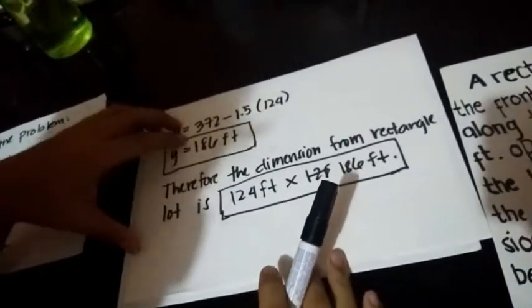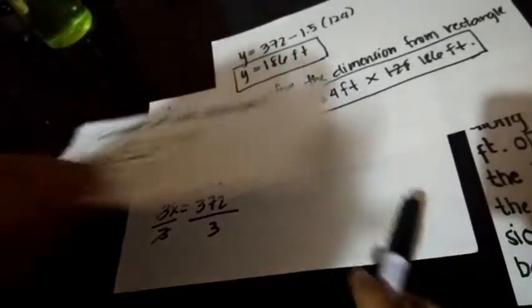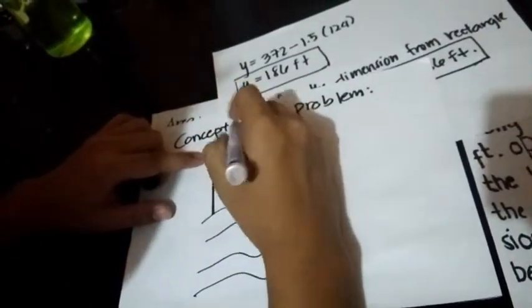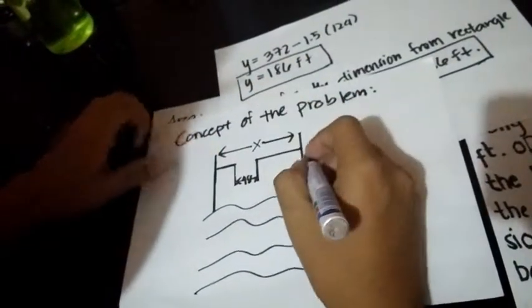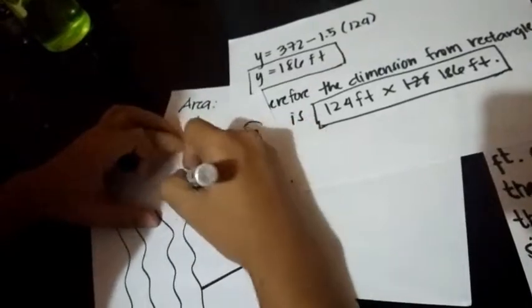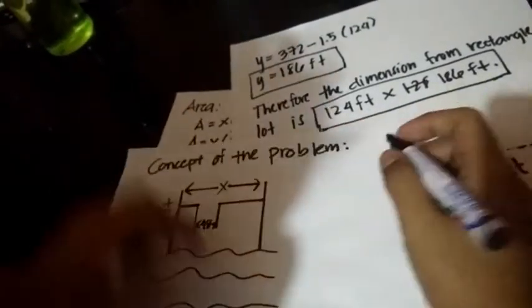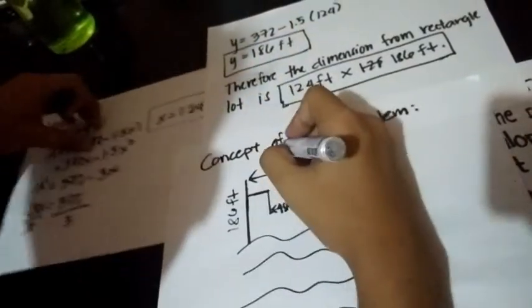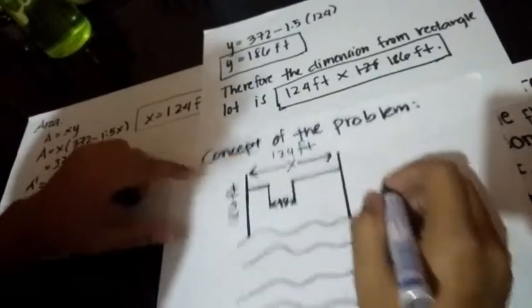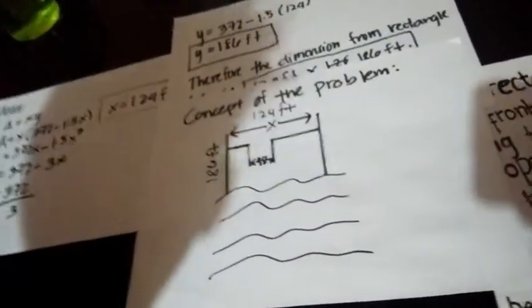Therefore, in this problem, this one would be 186 feet, and here x would be 124 feet. So that's it. We solved the problem.